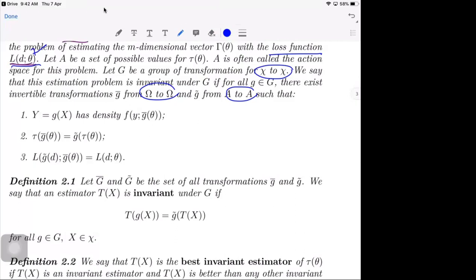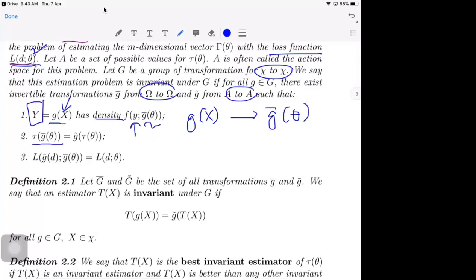Okay, so for example, if your data set is X and you did a transformation on X and we call it Y, then the density will just be the density of Y, but the parameter space will now be at g bar. So a transformation on X means you will also have a transformation on the parameter space.